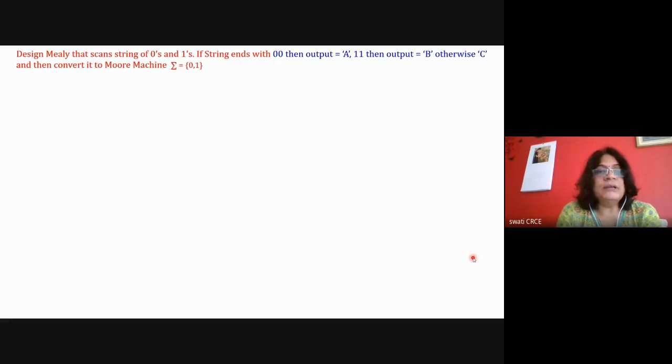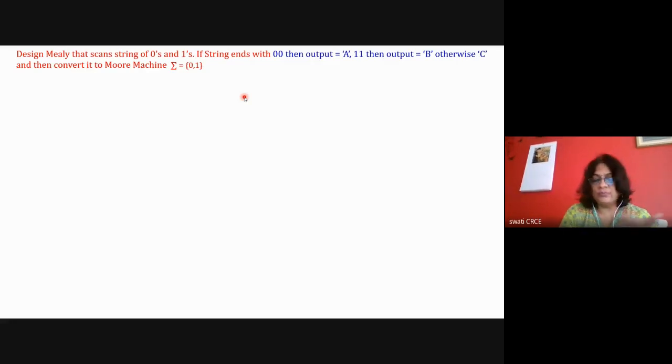Design a Mealy machine. Write down the statement. Design a Mealy machine that scans a string of zeros and ones, which means your sigma is equal to {0, 1}. If the string ends with 0, 0, the output is A. This problem is asked many times in the exam. If the string ends with 1, 1, the output is B. Otherwise, C. So with 0, 0 the output is A, and with 1, 1 the output is B.